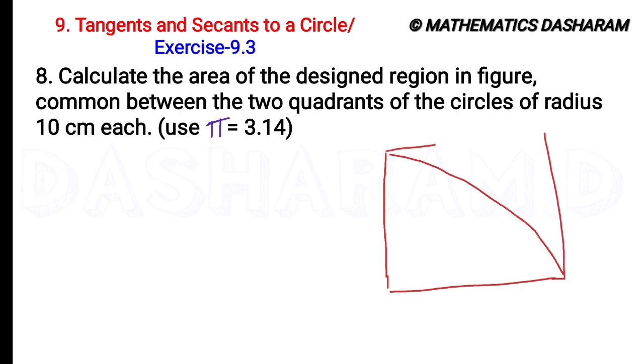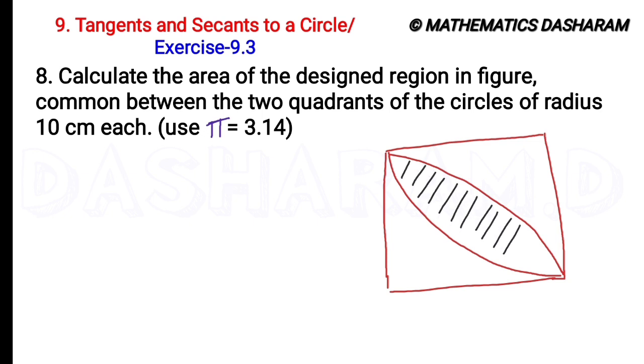So here is a second quadrant. So the common between the two quadrants, this is a design. So let's find out the area of this design. Here A, B, C, D, and the radius of each quadrant is 10 centimeters.